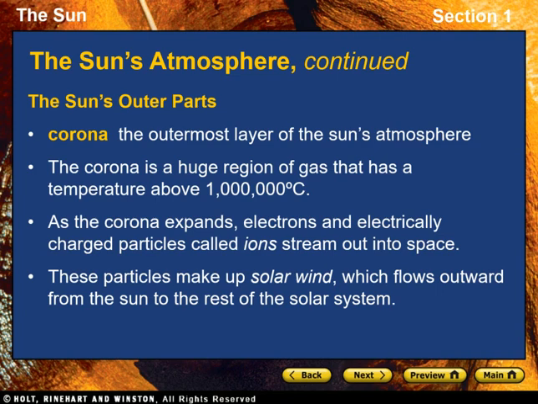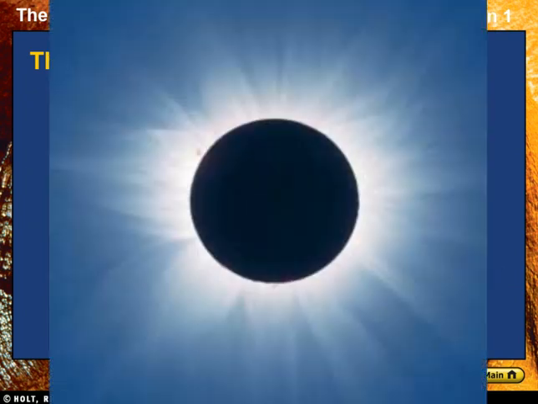The chromosphere and the corona normally cannot be seen from Earth because the sky during the day is simply too bright. Occasionally, however, the moon moves between Earth and the sun and blocks out the light from the photosphere. The sky darkens and the corona becomes visible, as is shown on the screen here.